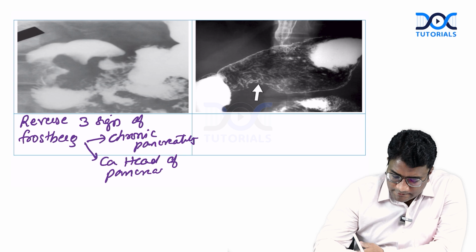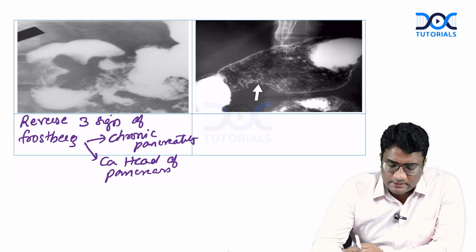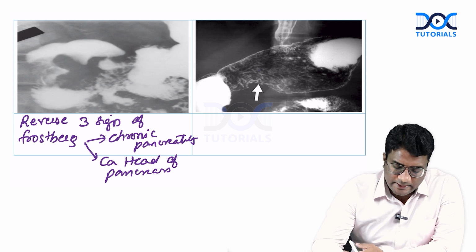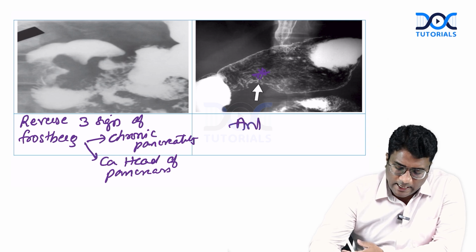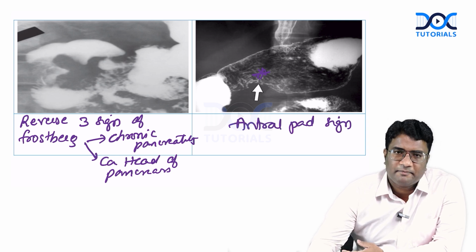CA head of pancreas. And what is this barium study showing you? There is indentation at the antrum of the stomach. What do you call this? This is antral pad sign. Antral pad sign, also CA head of pancreas.